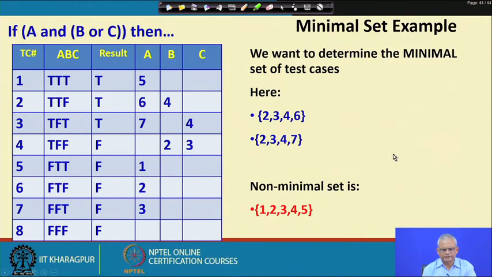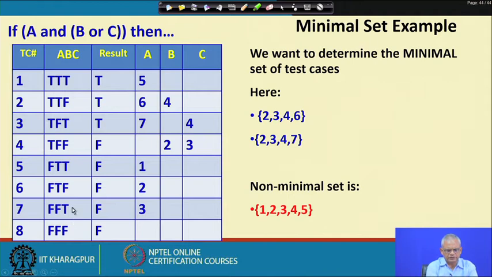Now, let us see when there are multiple rows that can show the independent influence of a variable, we will have alternate possibilities for the MC/DC test suite, and we need to select the minimal test suite in that case. Let us look at this expression A, B, C. A, B, C are the Boolean variables, and there are 2 to the power 3, which is 8 rows in the truth table, and we have written the truth table here.